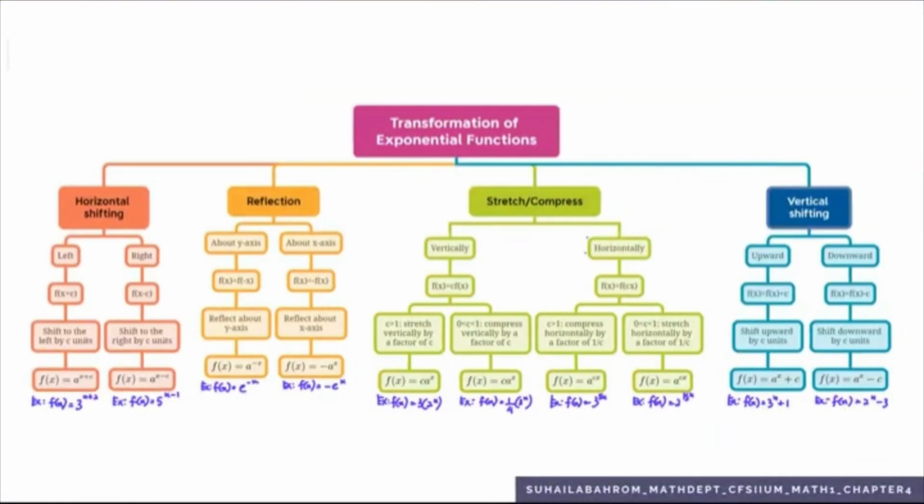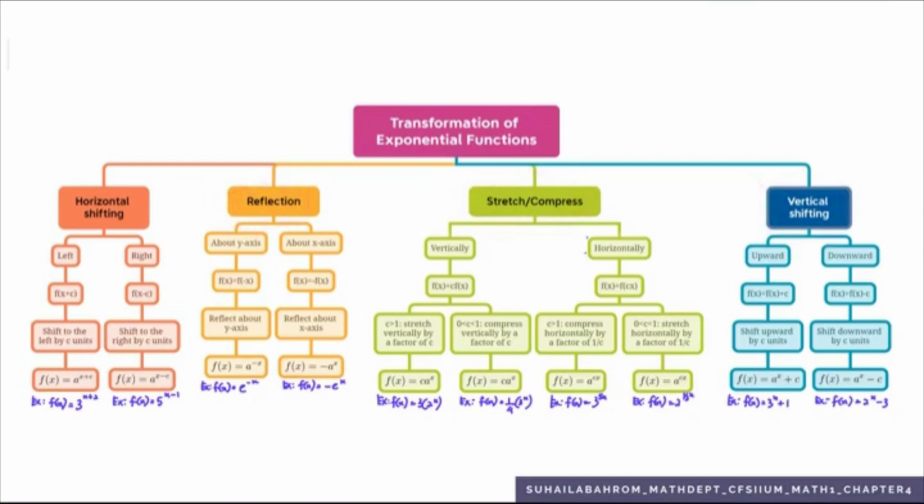Now let's look at the transformation of exponential function. Basically all these transformation techniques we have learned in the previous chapter, which is chapter 2. The way we apply this type of transformation technique is like what we have learned in chapter 2. The first one, we have to apply horizontal shifting, and the last one will be vertical shifting, either shift up and down. Between reflection and stretch or compress, we can switch between these two.